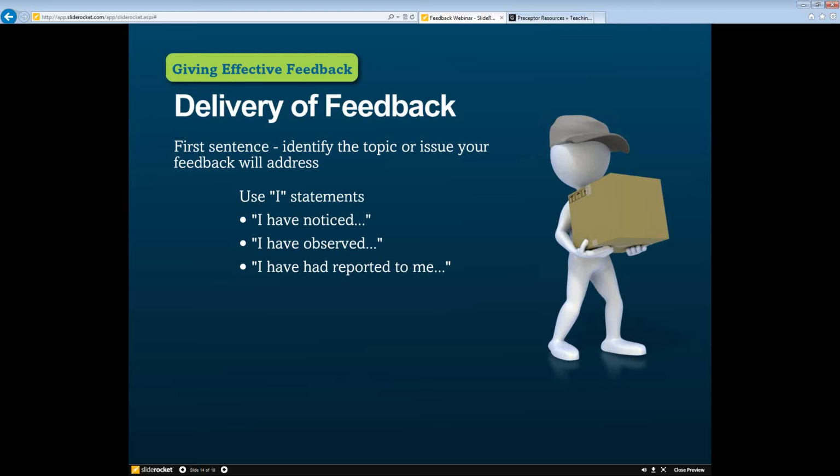So basically, be very direct. In the first sentence, identify the topic or the issue that you'll address. So you're done with your morning session with the student and you say, let's talk about how you did today in clinic. That's what you're going to go over. Or even more specifically, let's talk about that cardiac patient's evaluation. So just bring it up. First sentence: what's the topic, what's the issue?